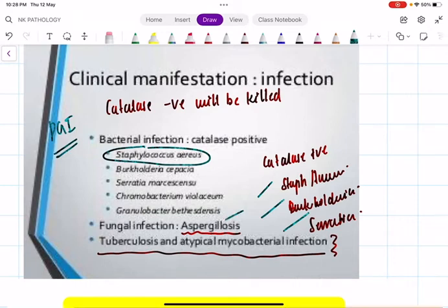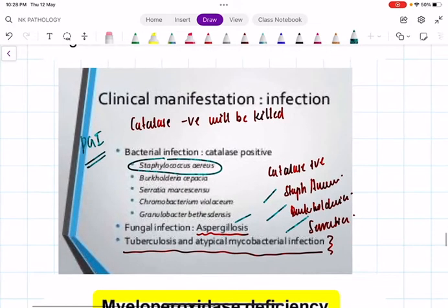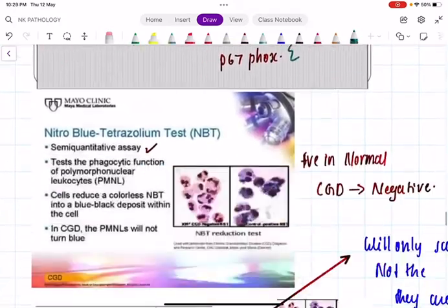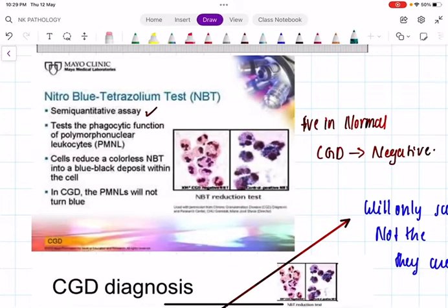Staph aureus, as well as typical and atypical mycobacterial infections and aspergillosis. All those are mainly catalase positive organisms causing recurrent attacks, and that will be the history. And it is X-linked recessive. And what is the technique? How will you diagnose it?